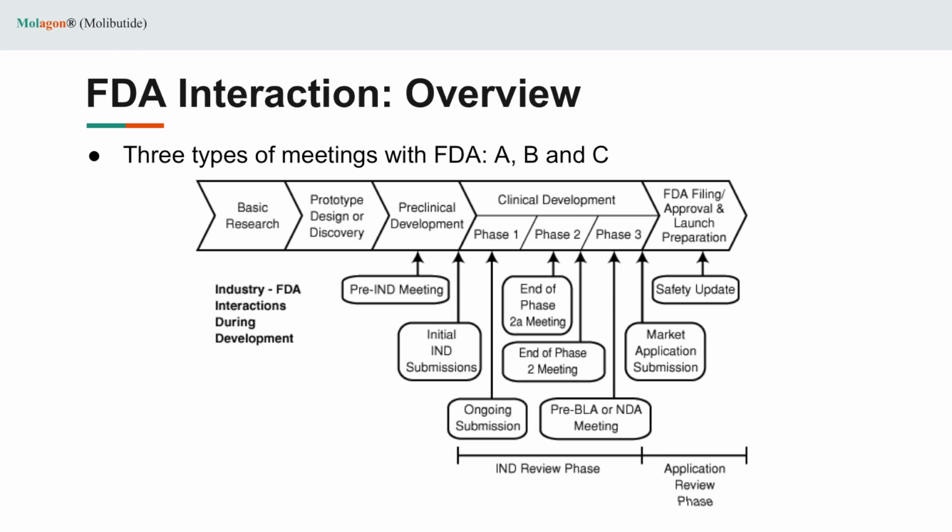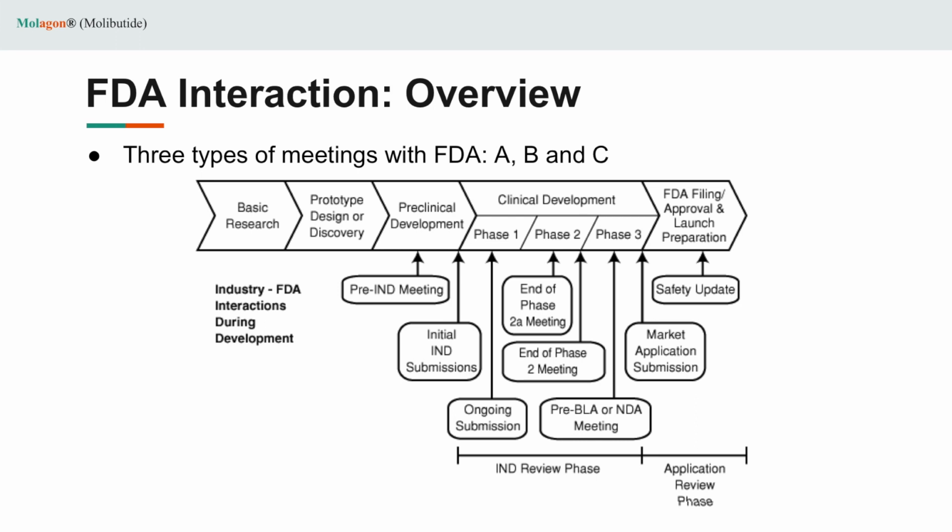This is an overview of the FDA interactions. So there are 3 types of meetings with the FDA: Type A, Type B, and Type C. Upon basic research, it's important to schedule pre-IND meetings with the FDA, and this is a Type B meeting, which is scheduled 60 days from receipt. This requires briefing and preparation in advance, and it's usually used to answer concerns from the FDA.